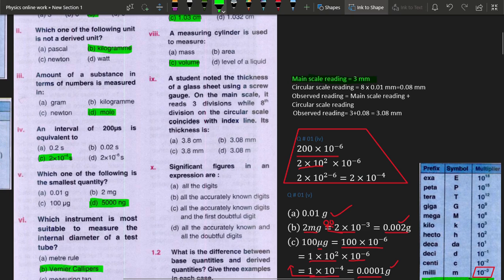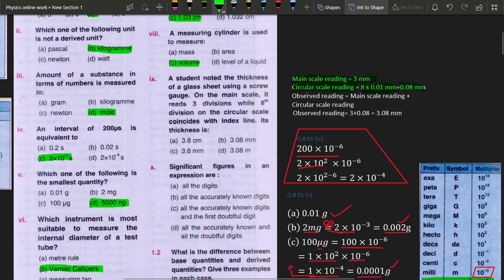While the 8th division of the circular scale coincides with the index line, we can use this information to find the circular scale reading. How? The 8th division is coinciding with the main scale, so we multiply this 8th division with the least count of the screw gauge, and the least count of the screw gauge is 0.01 millimeter. When 8 is multiplied with 0.01 millimeter, it will be 0.08 millimeter.